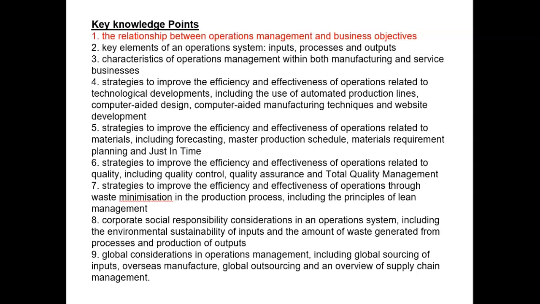It'll probably take us 4 weeks to go through these particular points before we get even to a point of looking at a particular SAC. So this week we'll be looking at, as I said, the relationship between operations management and business objectives, and we'll probably cover the key elements of an operations system: inputs, processes, and outputs, and characteristics of operations management with both manufacturing and service businesses as our 3 points that we'll cover off this week to get us off to a good start with the particular program.